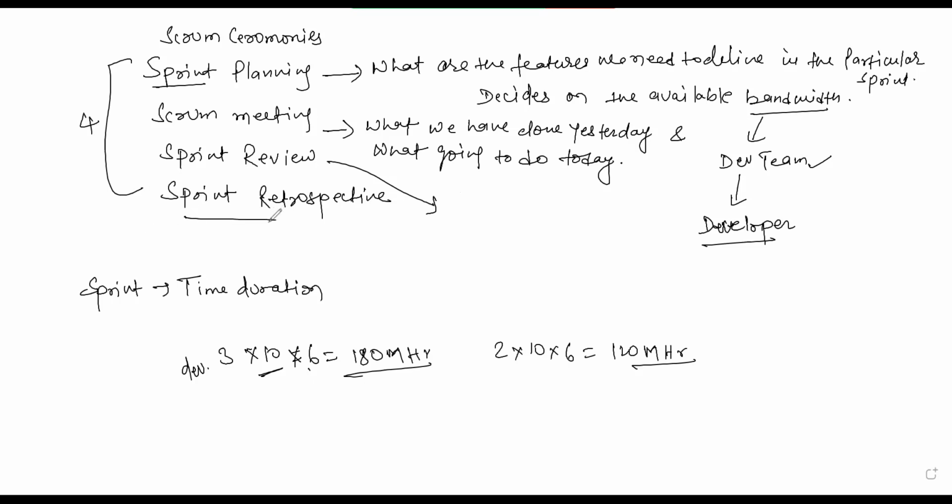Now the retrospective. Suppose we have to deliver in a particular sprint, sprint one, 10 user stories, but we could deliver only 8 user stories. In that case, what will happen? These user stories were assigned based on bandwidth, but still we could not deliver. So what was the reason why we could not deliver? Why could we not meet 10?